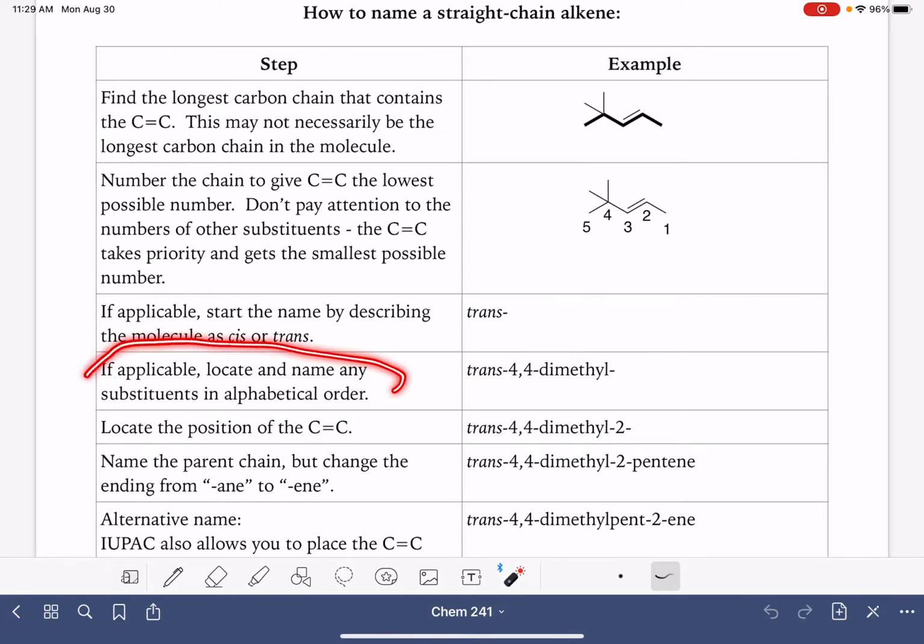Once we have the stereochemistry identified, we're going to locate and name substituents in alphabetical order, just like we normally do. This molecule has 2 substituents on carbon number 4. They're the methyl substituent, so this would be 4,4-dimethyl. And then what we do is locate the position of the carbon-carbon double bond.